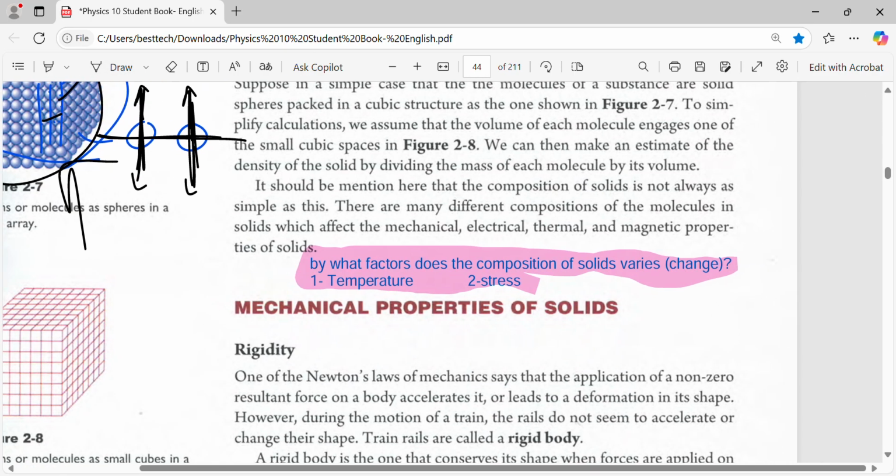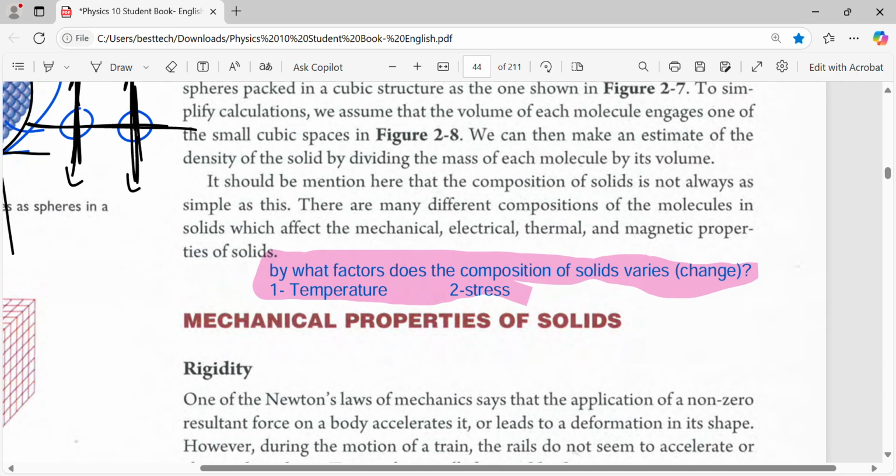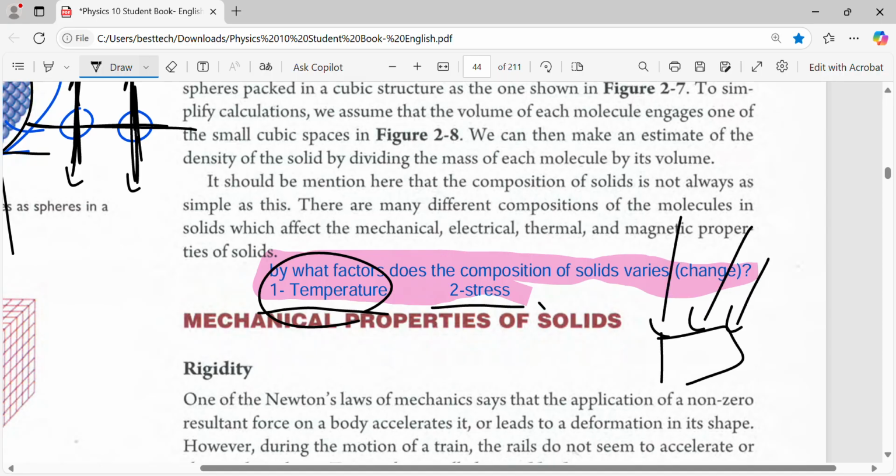We have another example. It's the same now. By what factors does the composition or the structure of the solid change or vary? Of course, guys, the main, common ones are just temperature and stress. Because as I told you, if you give temperature to a solid state, it's going to be liquid. Even stress too. If you apply a large stress in all directions to this solid, of course maybe it's going to break or its structure will change, because you're applying a large pressure on this solid structure.